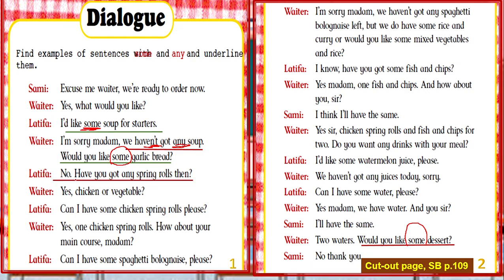Nice. Have you got any spring rolls? Why did Latifa use "any" here in the question? She used any in the question because she doesn't think spring rolls are available. Maybe she doesn't feel it is available. That's why we use any in a question if we think the answer is no.